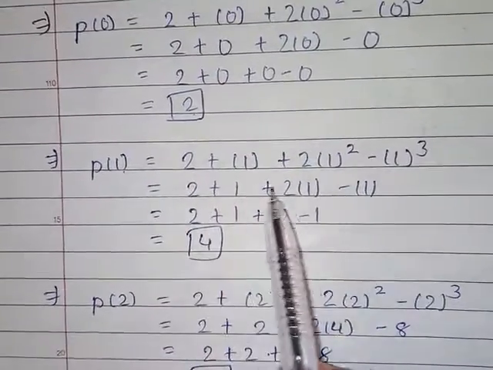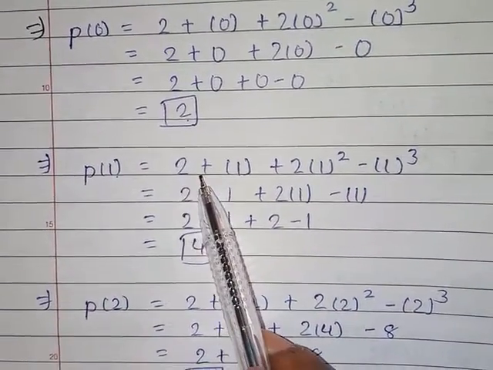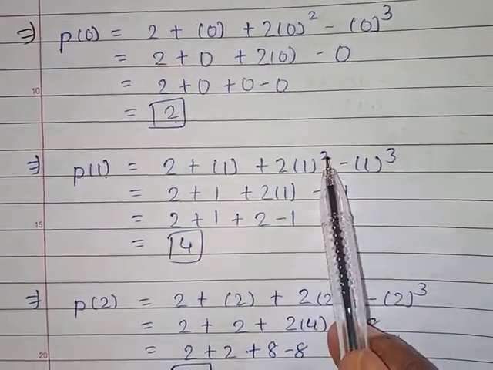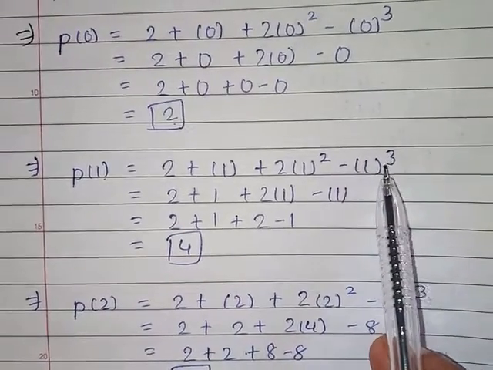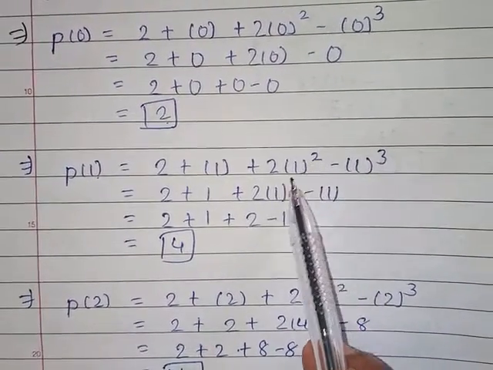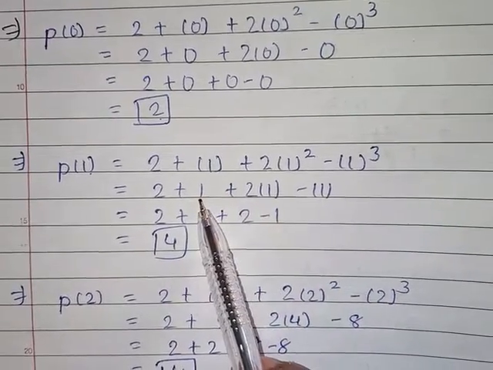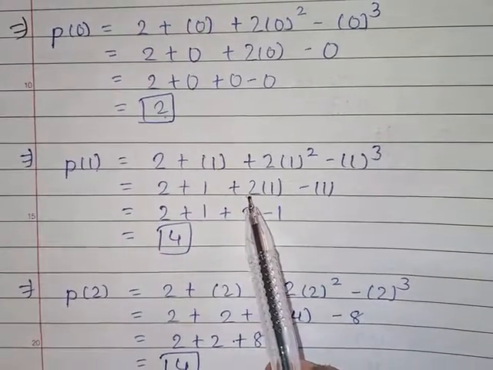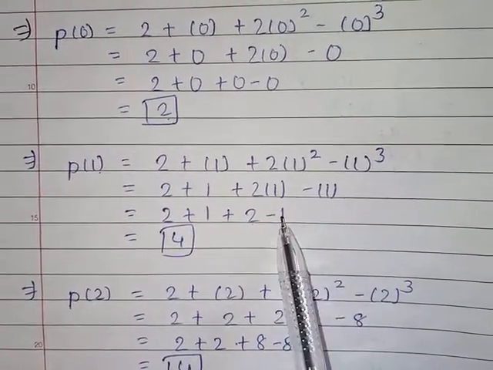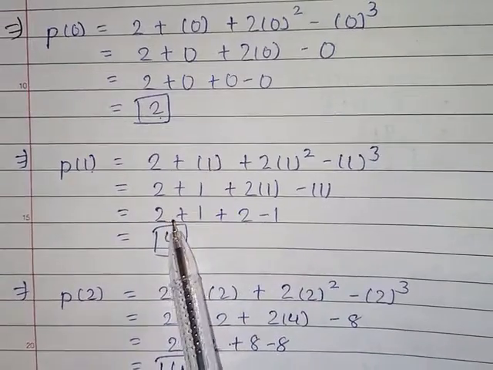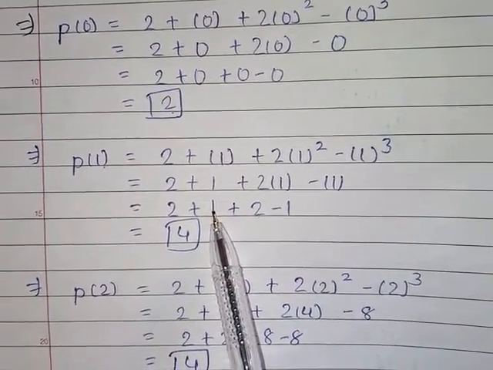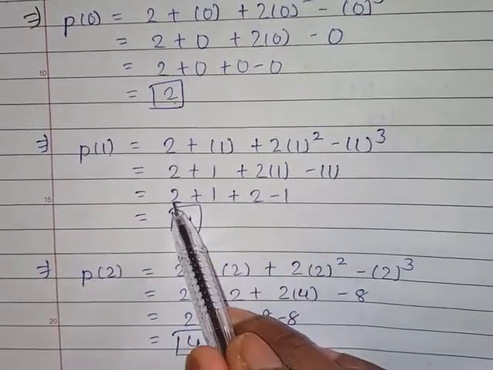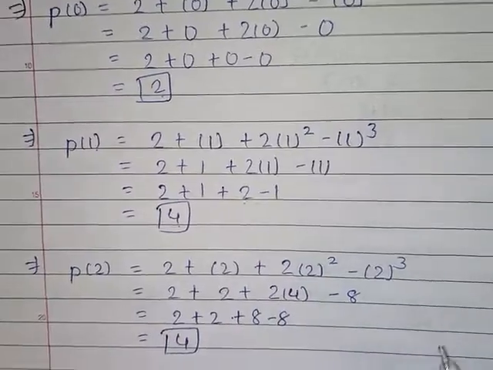Now p of 1. Is it? So in place of t, you have to write 1. 2 plus 1 plus 2 into 1 square minus 1 cube. What is the cube of 1? 1. What is the square of 1? 1. Is it? So you will get 2 plus 1 plus 2 ones are 2. And this is minus 1. So if you add it, 2 plus 2, 4. 4 plus 1, 5. Or we can cancel out this minus and plus. Then what is left with? 2 2s are 4. 2 plus 2, 4. Is it?